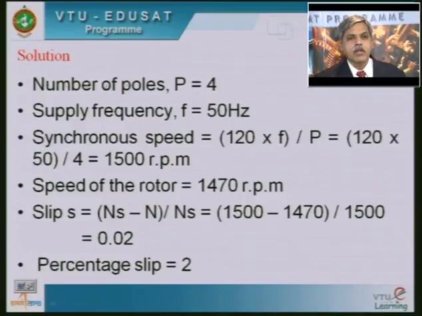You can see the number of poles is 4 and the supply frequency is 50 hertz. So the synchronous speed is 1500 RPM, given by the expression 120 F divided by P. The speed of the rotor is 1470 RPM. Slip is 0.02 as per this equation. So when I express it in percentage, I will be getting a value of 2% here.